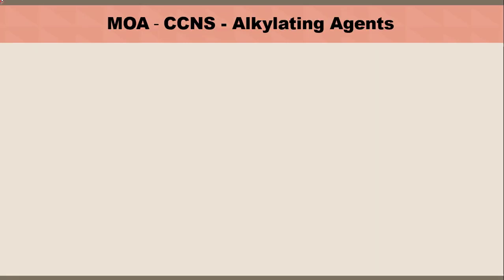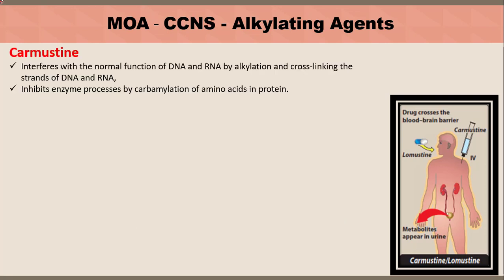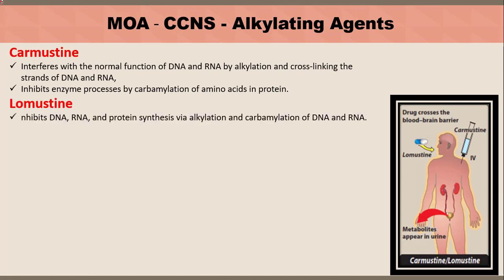The mechanism of action of carmustine. It interferes with the normal function of DNA and RNA by alkylation and cross-linking the strands of DNA and RNA. Carmustine inhibits enzyme processes by carbamylation of amino acids in protein. Lomustine. It inhibits DNA, RNA, and protein synthesis via alkylation and carbamylation of DNA and RNA.